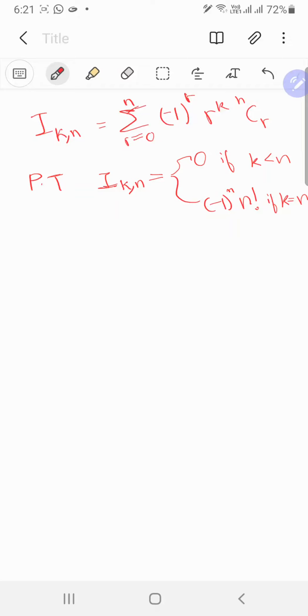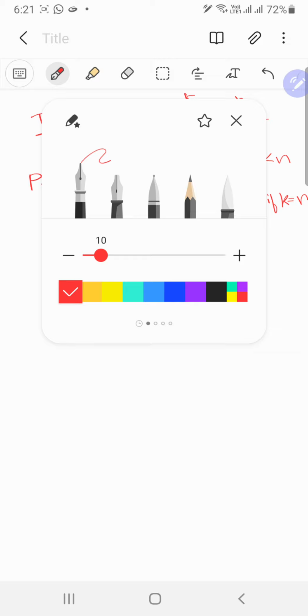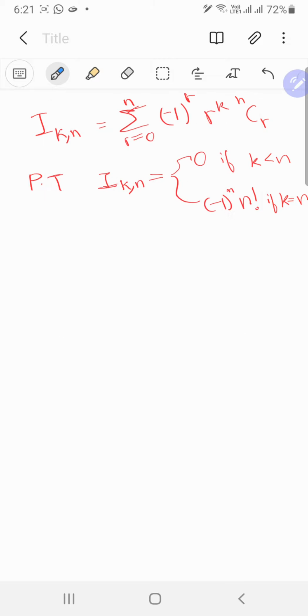Okay, so here's a trick which my tutor just now told us. So I'm going to be trying to prove this trick. We define I sub k comma n as the summation from r equals 0 to n of negative 1 power r, r power k, n choose r. And here nCr is the binomial coefficient.